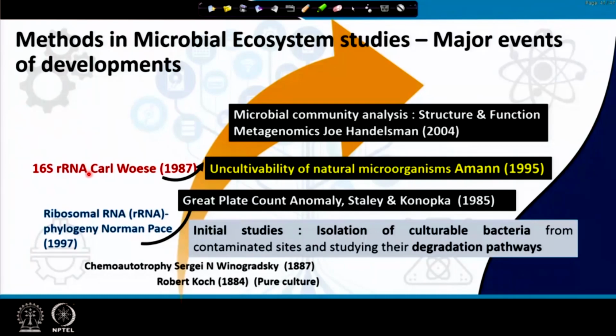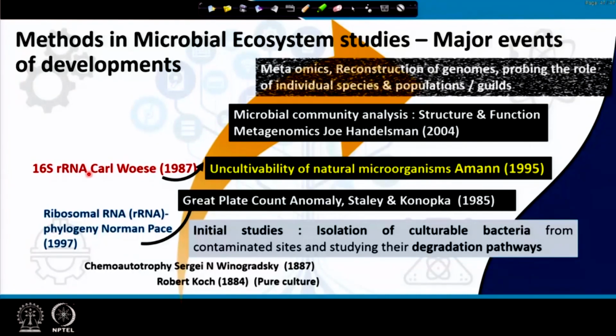Then the concept of metagenomics, the metagenome, came, where all the organisms' genomes can be studied together. And it is not only the metagenome, the collection of all the genomes of the organisms present in a sample, but also the total protein, called the proteome, or the total RNA, the transcriptome or metatranscriptome, or even the total pool of metabolites produced by a particular community, called the metabolome. Even the reconstruction of the genomes of uncultivable organisms became possible, and probing the role of individual species and populations or guilds became possible in today's time.